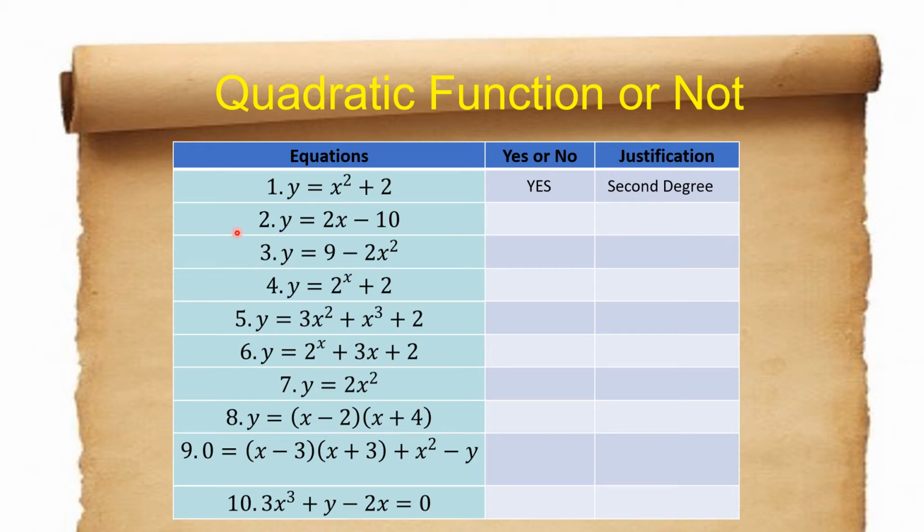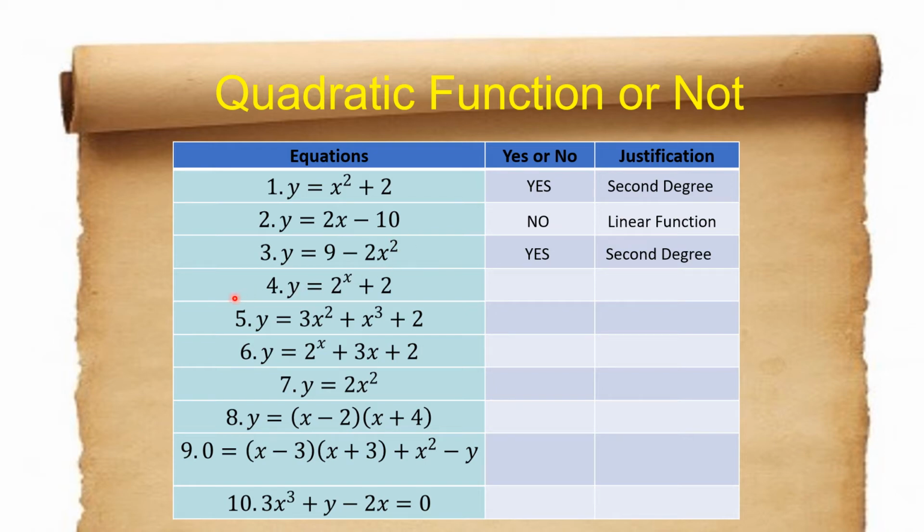Okay, for number 2, we have y is equal to 2x minus 10. So it is no, it's not a quadratic function. Why? Because it is only a linear function. Why linear? Because you have here 2x. The exponent is just 1, imaginary 1. So it is in the first degree only. Okay, for number 3, you have y equals 9 minus 2x squared. So this is a yes because of the second degree. So your second degree here is negative 2x squared. So your squared here is your second degree.